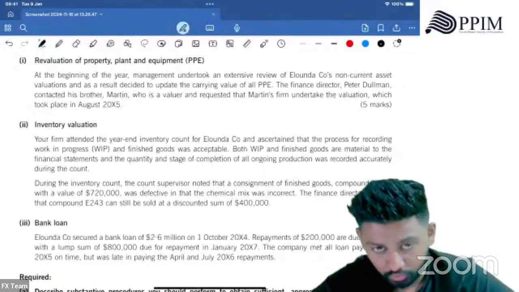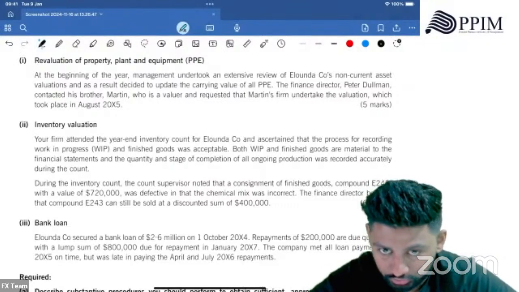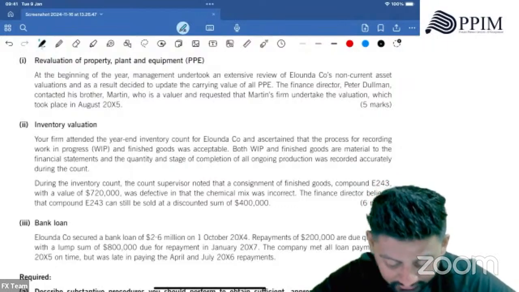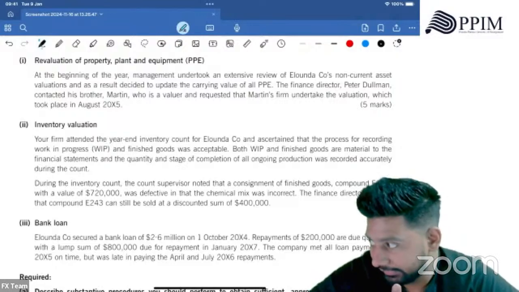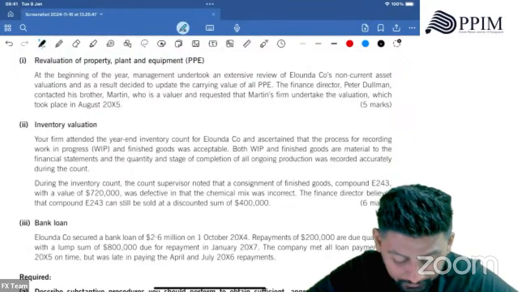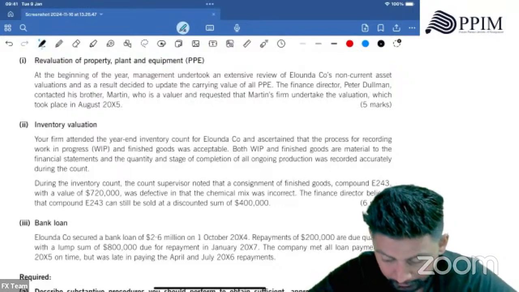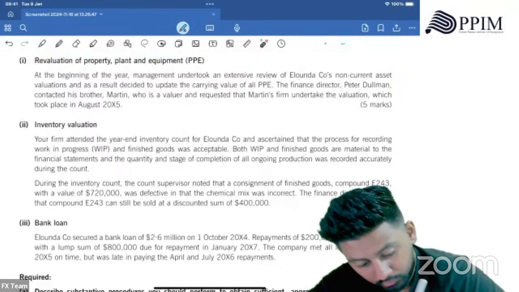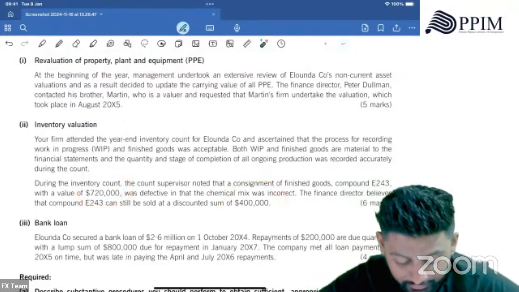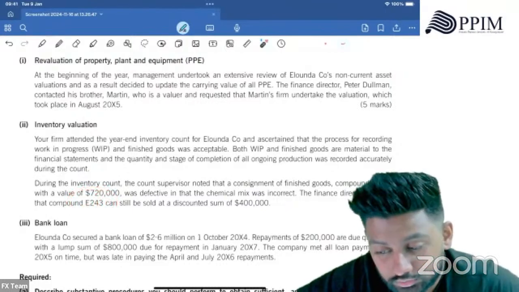During the inventory count, the count supervisor noted that a consignment of finished goods, compound E243 with a value of 720,000, was defective, in that the chemical mix was incorrect. The finance director believes that the compound E243 can still be sold at a discounted sum of 400,000. Meaning, the value of 720,000 is now 400,000. In simple terms, compound E243 has to be written down to 400,000, correct or not?